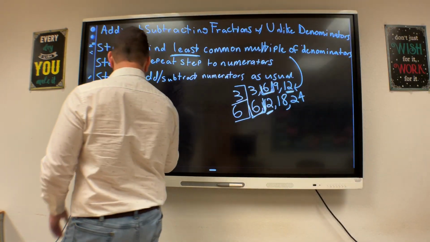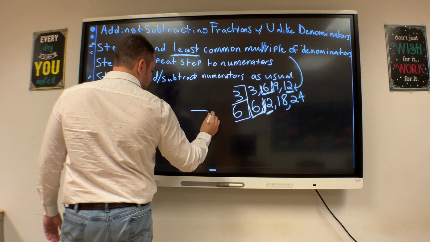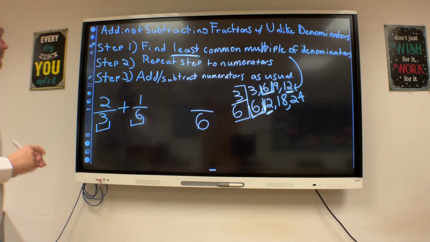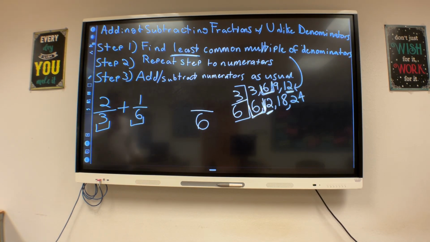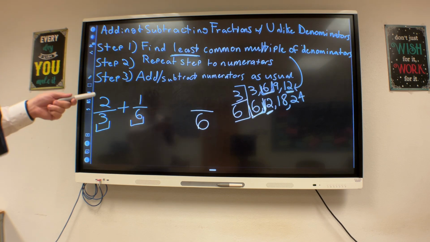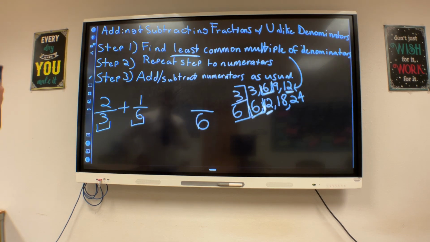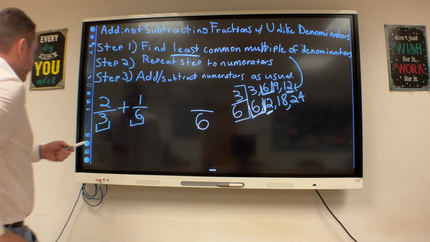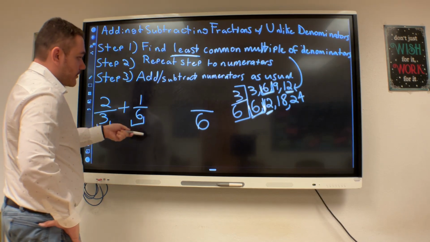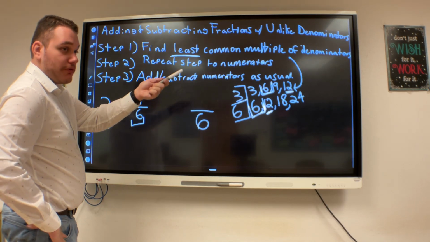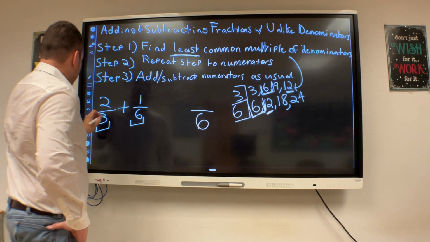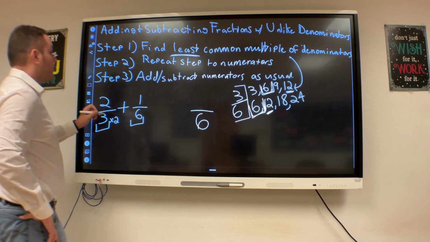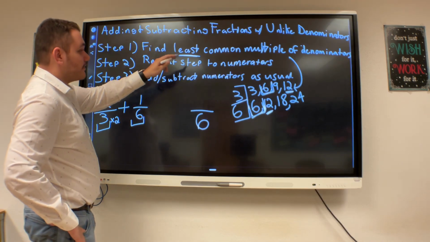So our end result, our denominator is going to be 6. We can go ahead and write that down. So now we got to look. We got 3 and 6. So what do we need to do to 3 to get to 6? We just counted out our multiples. You multiply it by 2. So we're going to multiply this 3 by 2. And we're going to repeat that step to our numerators.